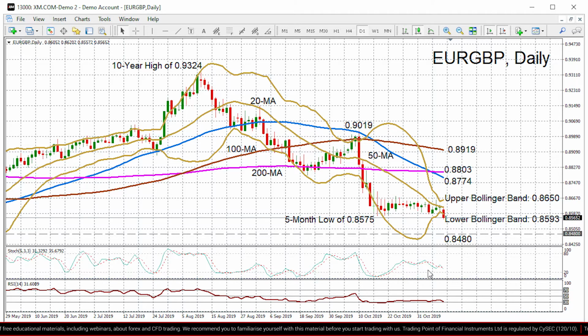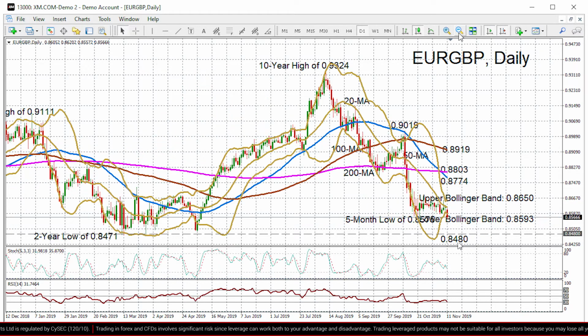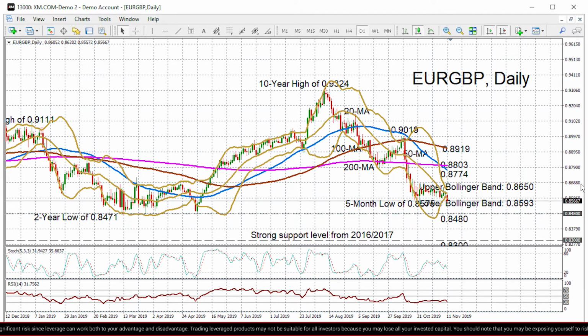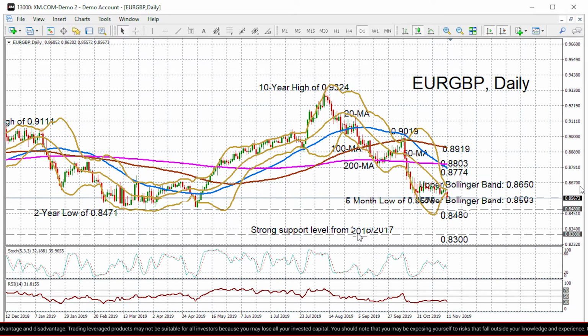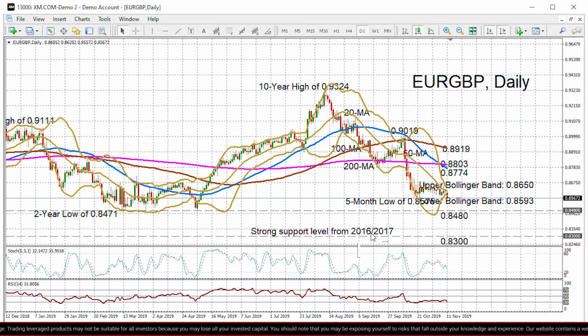We also have a somewhat negative picture coming from the momentum indicators. Stochastics are drifting lower. RSI is heading back towards oversold territory, so we could soon be seeing a sharp move downwards. If that happens, support could come from 0.8480, which is near that 2-year low we saw back around March this year. And then further down, we do have a potentially strong support level coming from the congestion area from 2016-2017 around 0.83.